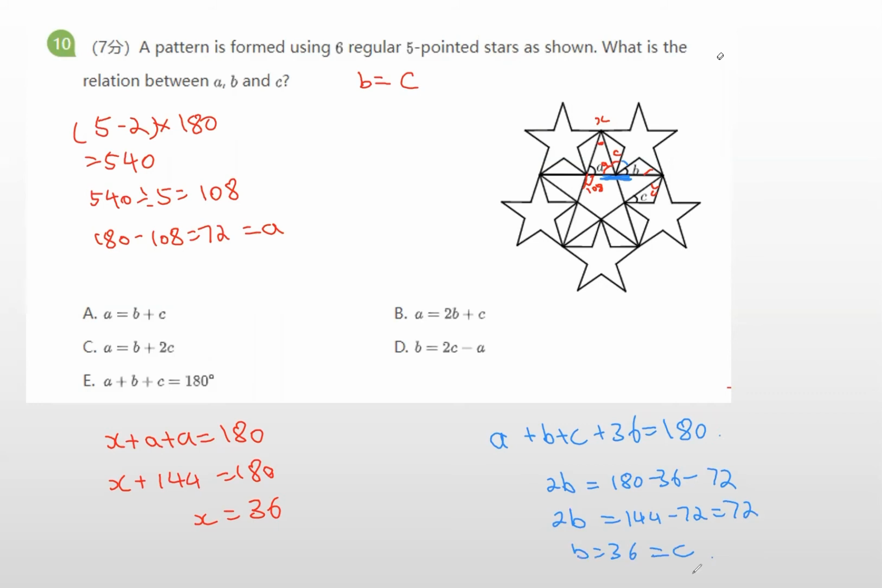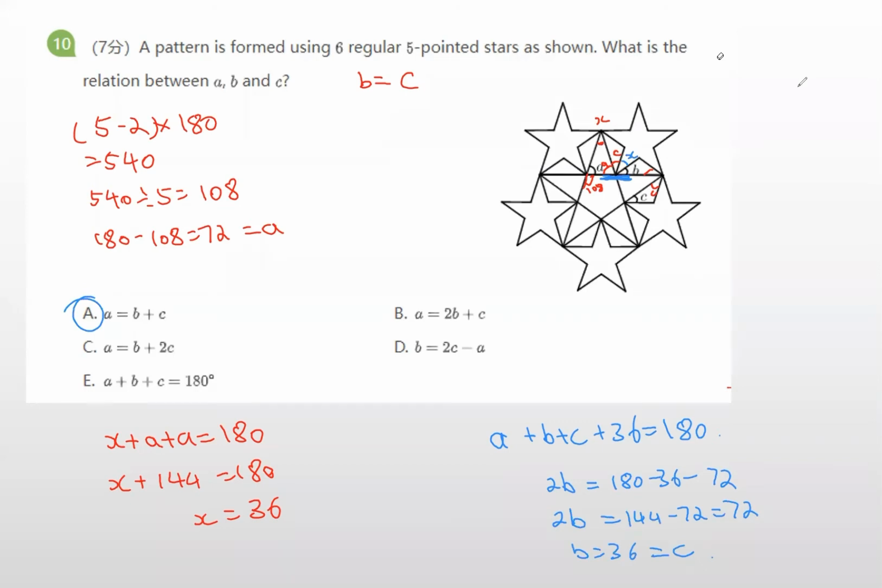So that's how we work out B and C, and we work out A, B and C. So we see that B plus C is equal to A. So that's the way to work out every angle in this shape. Even though the shape is bigger or larger, the angle doesn't change because it's just enlarging. You can consider all regular stars, so the pointy angle is always the same. This is X as well.